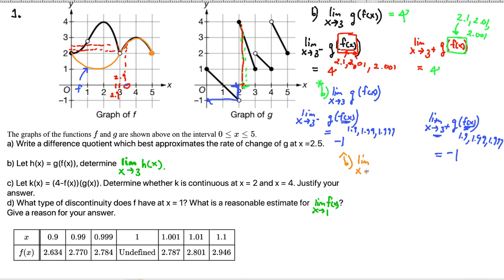So the limit as x goes to 3 of g of f of x. And again, let's investigate the limit as x goes to 3 from the left. And then let's look at the limit as x goes to 3 from the right. Okay, and let's see what happens now in this case.